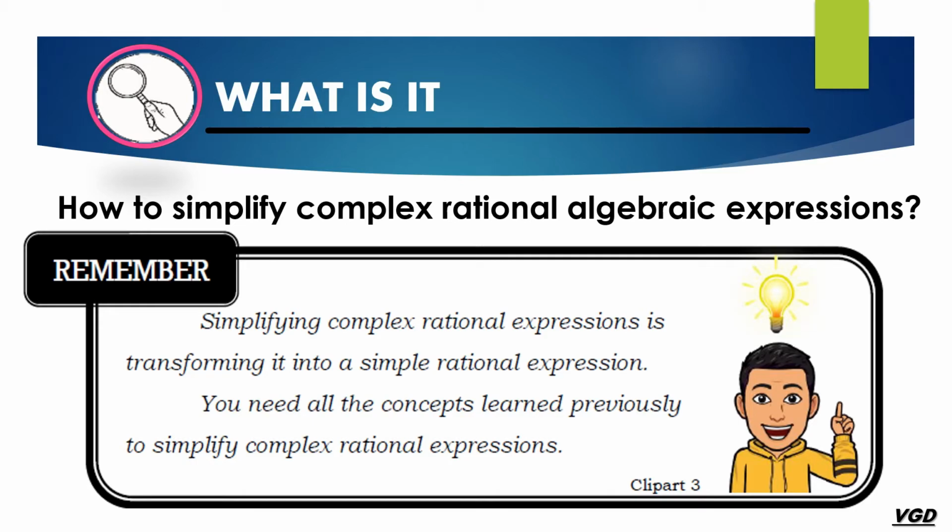So how to simplify complex rational algebraic expressions? We have to remember this, that simplifying complex rational expressions is transforming it into a simple rational expression. You need all the concepts learned previously to simplify complex rational expressions. So you need to recall your knowledge in dividing rational algebraic expressions, multiplying, or even adding and subtracting similar and dissimilar rational algebraic expressions. So that's why it is called complex rational algebraic expressions.